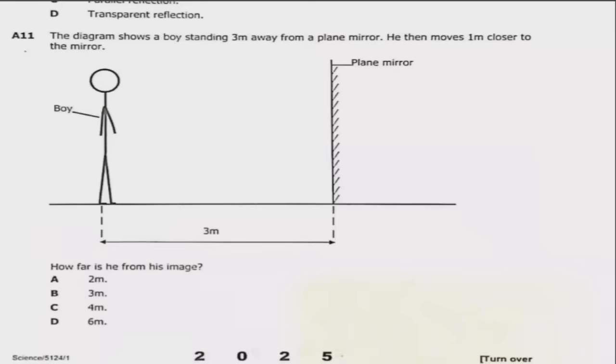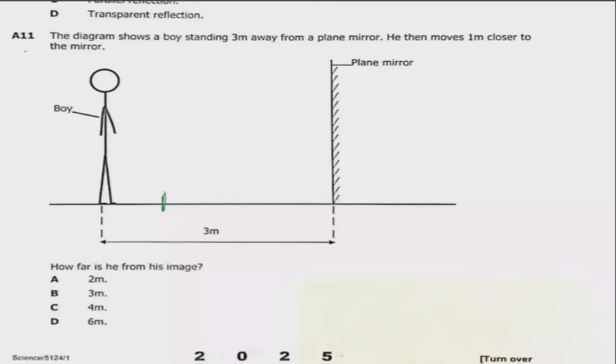We come to question 11, which is as follows. The diagram shows a boy standing 3 meters away from a plane mirror. He then moves 1 meter closer to the mirror. So looking at this diagram, the boy is standing at 3 meters, then he comes closer and he comes to 2 meters. So the question is, how far is he from the image?